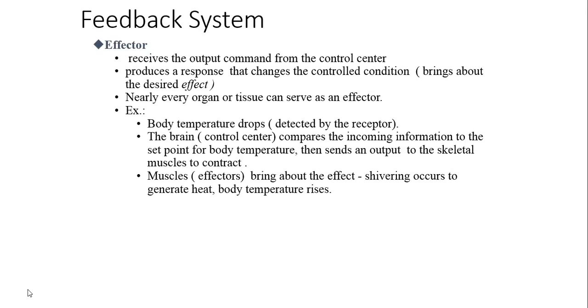Some examples would be body temperature dropping. That would be detected by the receptor. The receptor sends that information to the control center. In this case, it's the brain. And the brain will compare the incoming information to the set point for body temperature, then sends an output command to the skeletal muscles to contract. The muscles, or the effectors in this case, bring about the desired effect. Shivering occurs to generate heat, and the body temperature rises.